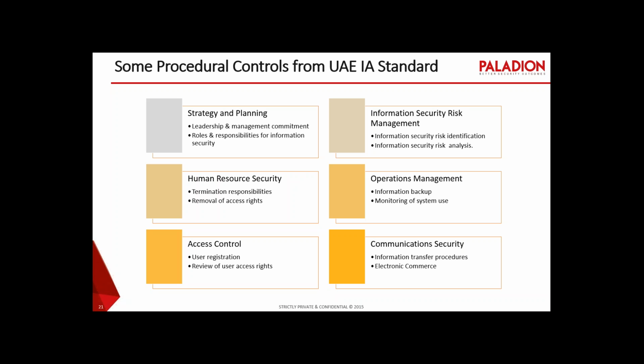Then on the communication security, it talks about securing the information transfer procedures, which could be related to transfer mechanisms between two information systems, or it could also be related to email security. On the electronic commerce side, it talks about various things related to how do you secure your e-commerce transactions in terms of integrity and confidentiality of information that is being published on e-commerce sites. So these are a very high-level snapshot of the procedural controls from the UAE IA standard.